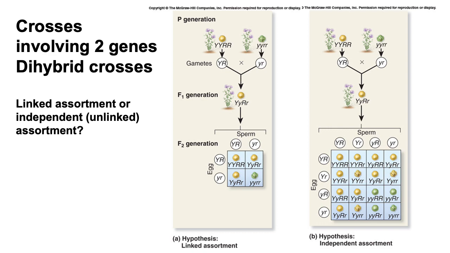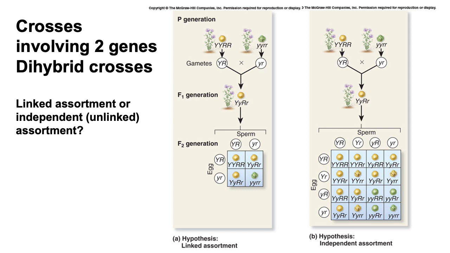And in that case, then, you would expect to see, again, a 3-to-1 ratio of yellow and round, 3/4 of those, and green and wrinkled. And so that's what we would expect to see if the hypothesis of linked assortment was supported.